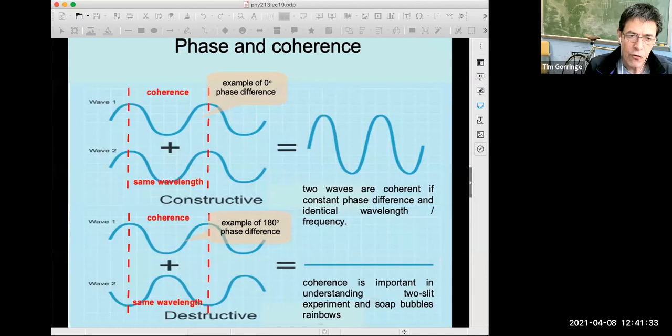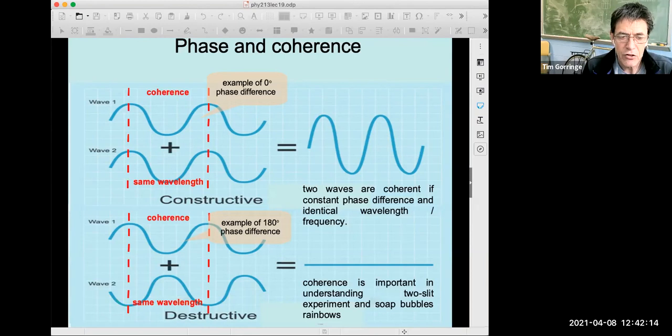And then whether they combine to make constructive interference of the coherent waves, or they combine to form destructive interference of the coherent waves, is determined by the phase or the relative phase of the two waves. So if the two waves are in phase, that means the crest of one wave occurs when the crest of the other wave occurs. The trough of one wave occurs when the trough of the other wave occurs. And that makes constructive interference.